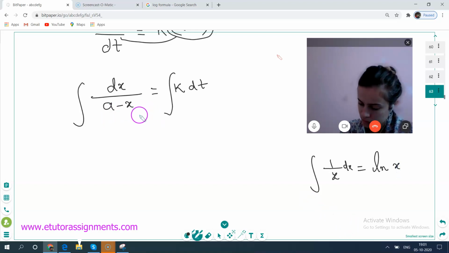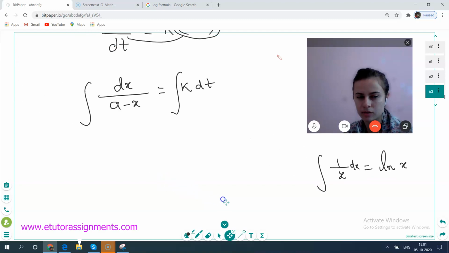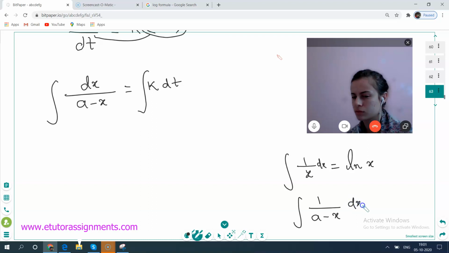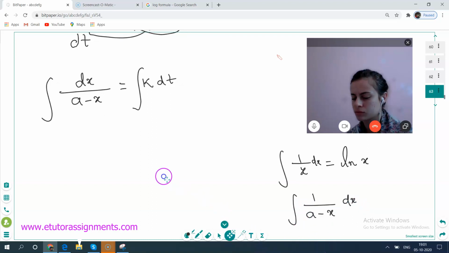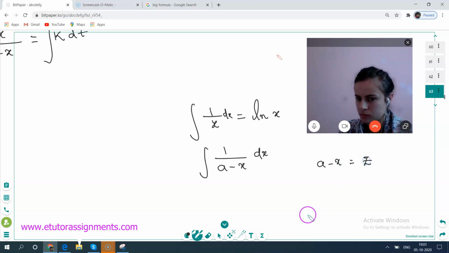But here a minus x is there. What will you do for a minus x? Here a is a constant. So we have 1 by (a minus x) dx. Can you integrate it? You have to use the method of substitution. Suppose a minus x is equal to z.